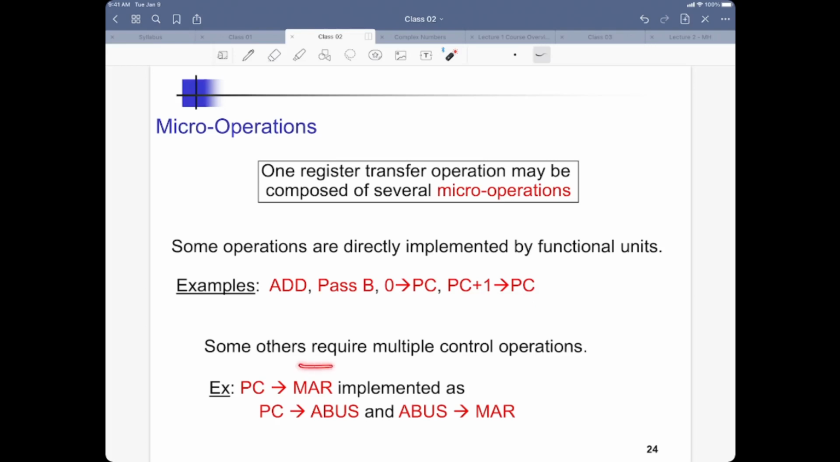But some others may require multiple control operations. For example, PC to MAR, that's an RTN. It's no longer a micro operation. So depending on whether you are explicitly asked to write out micro operations. Until then, you don't need to worry about them. So things like PC to address bus, you don't need to write it.